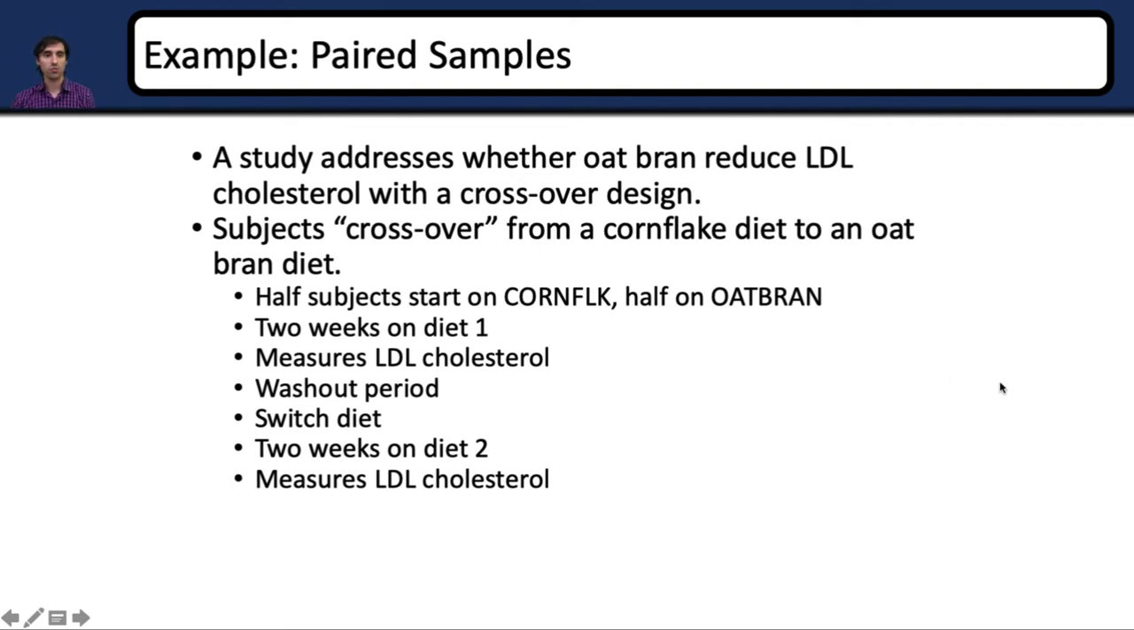A study addresses whether oat bran reduces LDL cholesterol with a crossover design. Subjects cross over from a cornflake diet to an oat bran diet. Half the subjects start on cornflake and half start on oat bran. Two weeks into the diet, they measure the cholesterol, and then there's a washout period where you allow time to recuperate, and then you switch the diet. Then there's 2 weeks on diet 2, and then you measure the LDL levels.